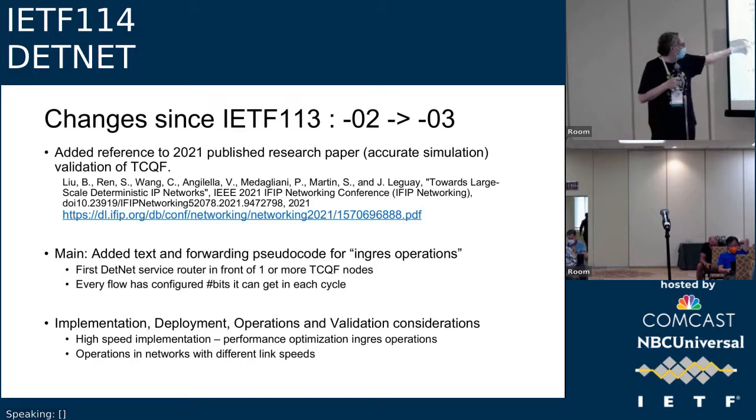And that's very simple, right? Every flow just has a certain amount of configured bits that it can enqueue into every cycle. It has to be larger than a single packet, of course, and the pseudocode explains that. And then I added more implementation, deployment and validation considerations for high-speed implementations and for networks with different speed links. So next slide.